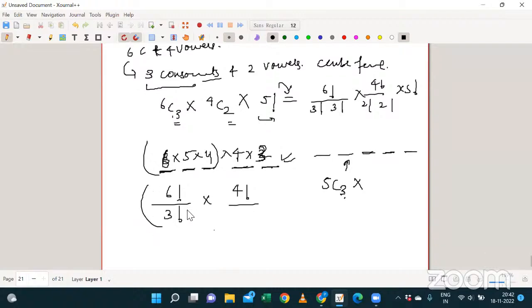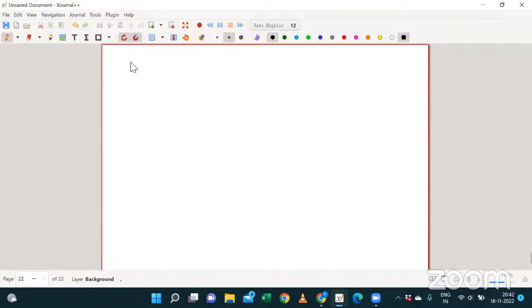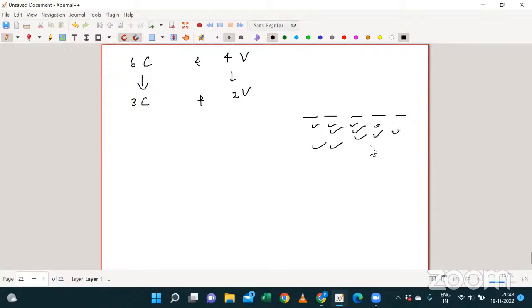Okay, 5C3. So, sir, can you explain why we are doing 5C3? See, in total, you had 6 consonants and 4 vowels, correct? You have to make the word with 3 consonants and 2 vowels. That means that word will be a 5-letter word. I have to make the 5-letter word, so consonants can take any 3 places. It can take this, or this, or this. I mean, it can take any 3 places, right?